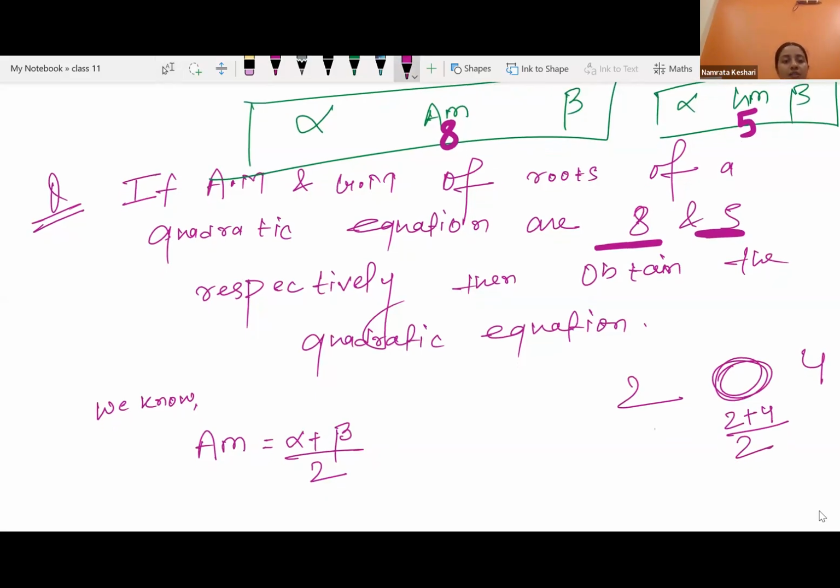Now arithmetic mean is given to us as 8, that is alpha plus beta by 2. From here we are able to say that alpha plus beta is 8 times 2, 16. Equation number 1 is clear to all of you?